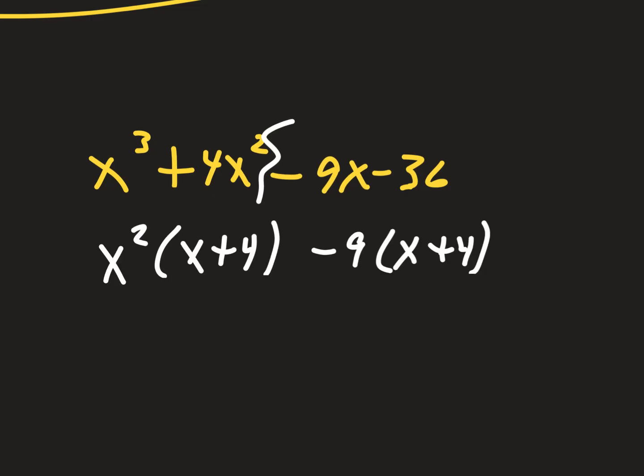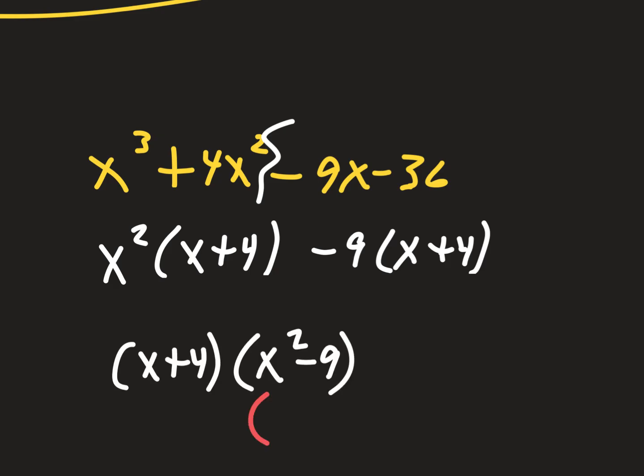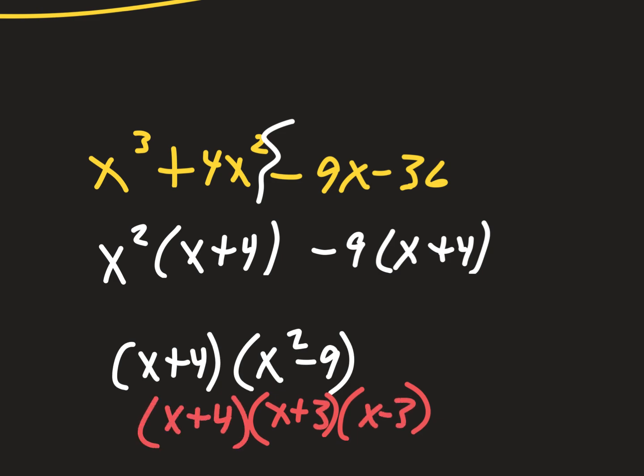Okay, that was all fine. Got to there, but if you didn't keep going, you're wrong, because this factors one more time: x plus 3, x minus 3, and an x plus 4. All right. You feeling okay about divide and conquer?